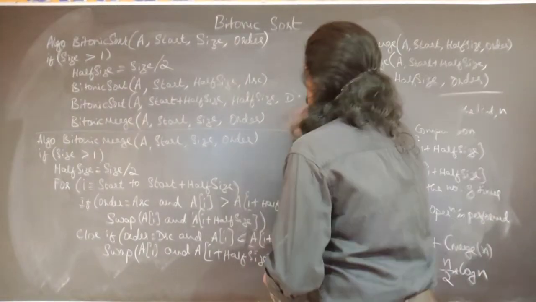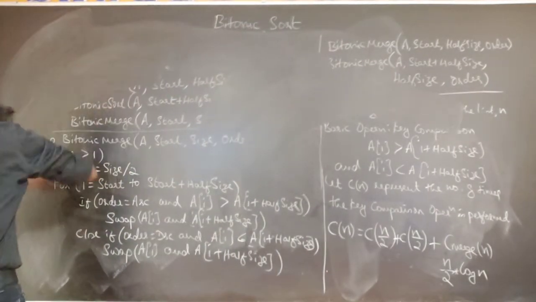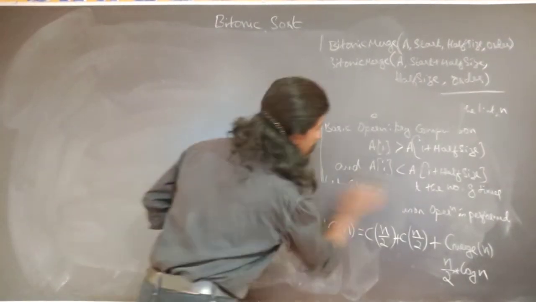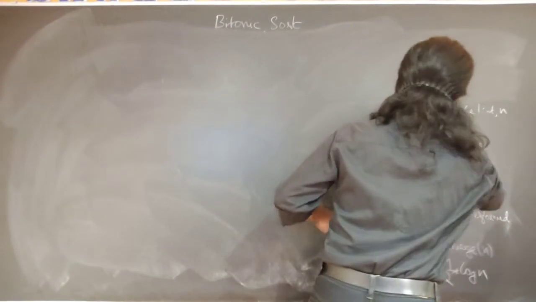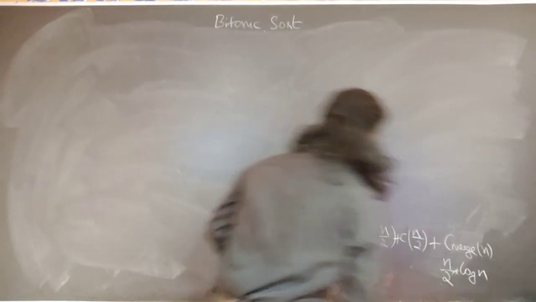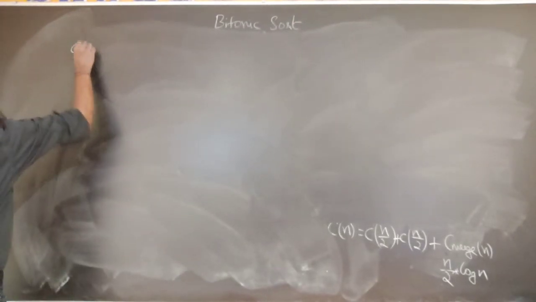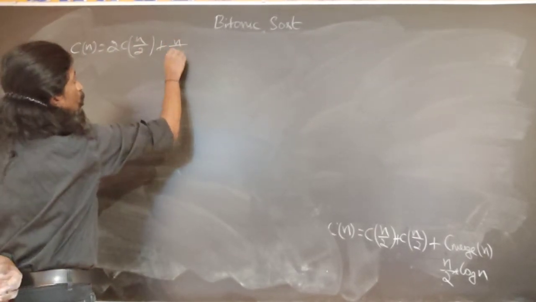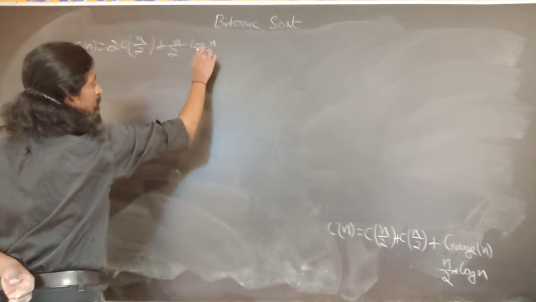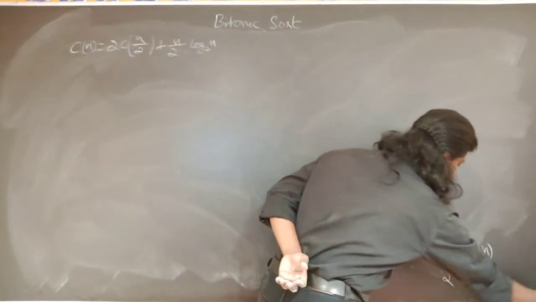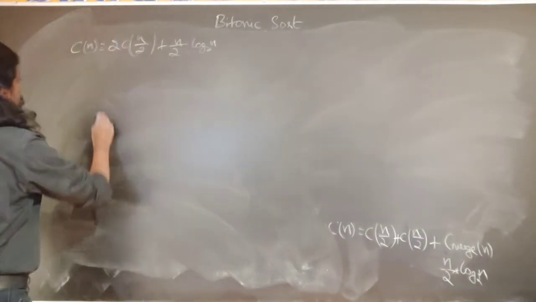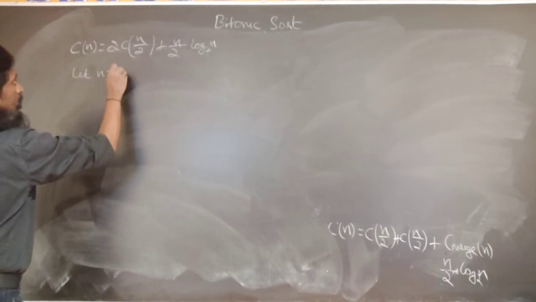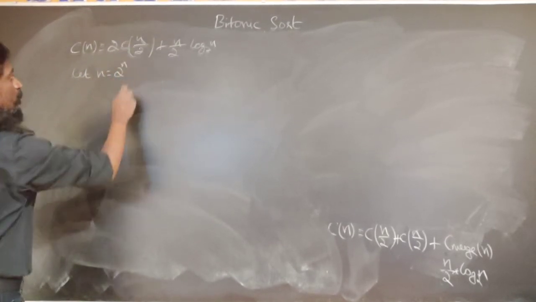If we solve this recurrence, then we should get the order of growth of Bitonic sort, which we will do now. We have the recurrence C of n is equal to 2C of n by 2 plus n by 2 into log n. We will eliminate this base 2 for the time being, for the sake of simplicity. And to solve such a recurrence, it is always better to assume n to be 2 to the power of k, so that it will be easy for us to solve.